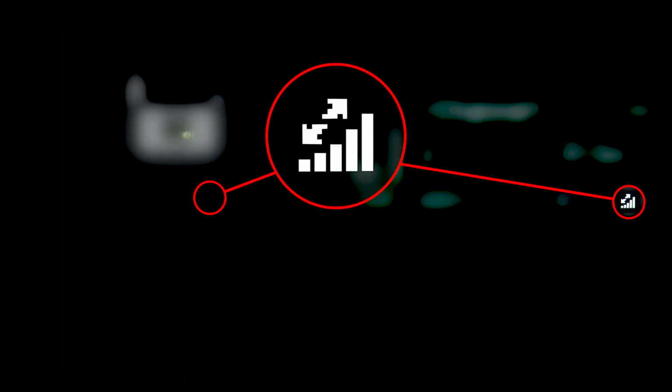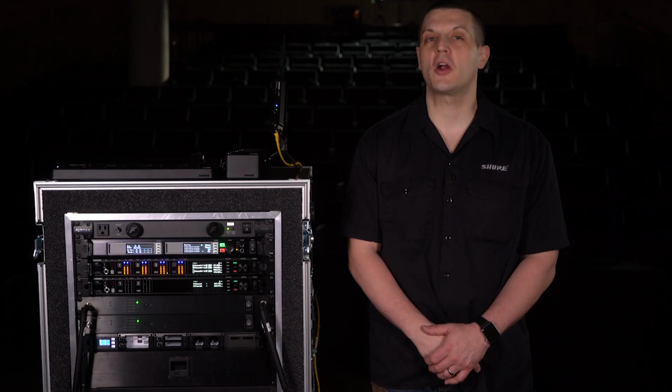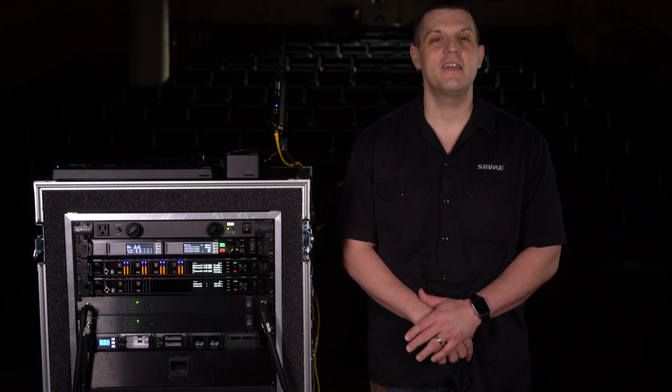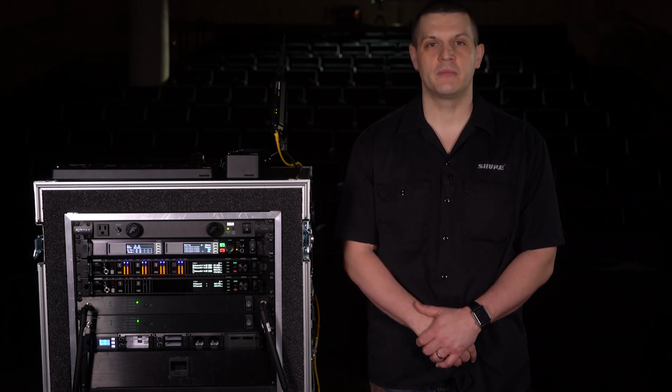ShowLink icons on the transmitter and receiver indicate link status and strength. Using multiple access points can increase the capacity and extend the control range of your system. Let's start with real-time remote control of transmitter settings such as gain, frequency, and audio muting.